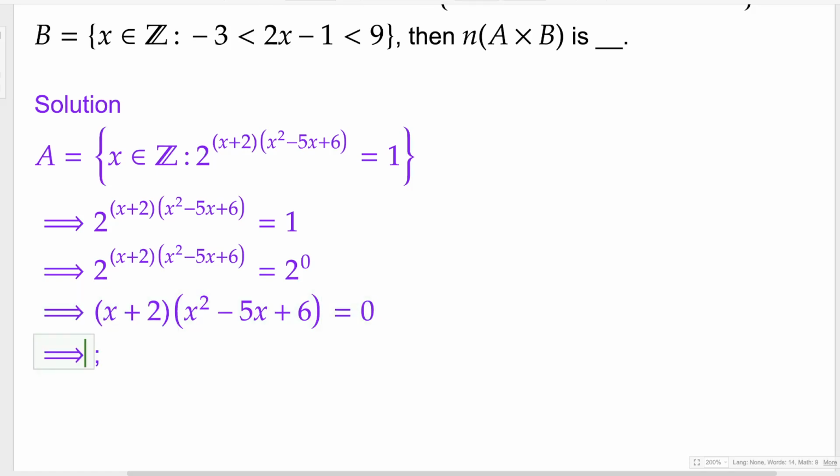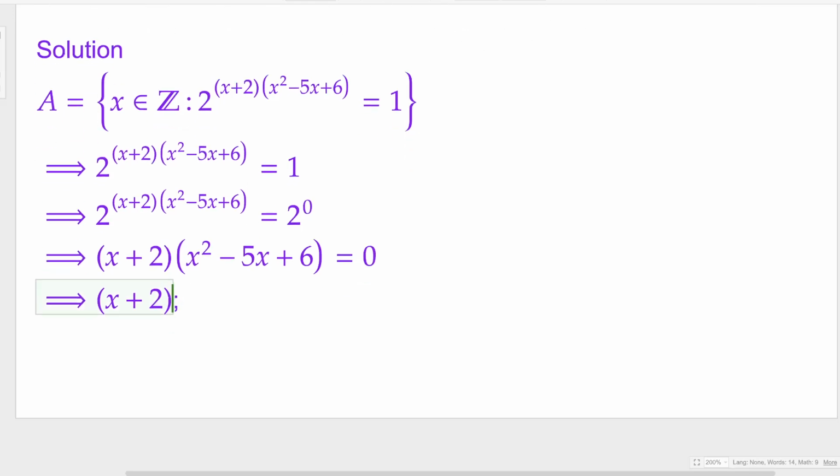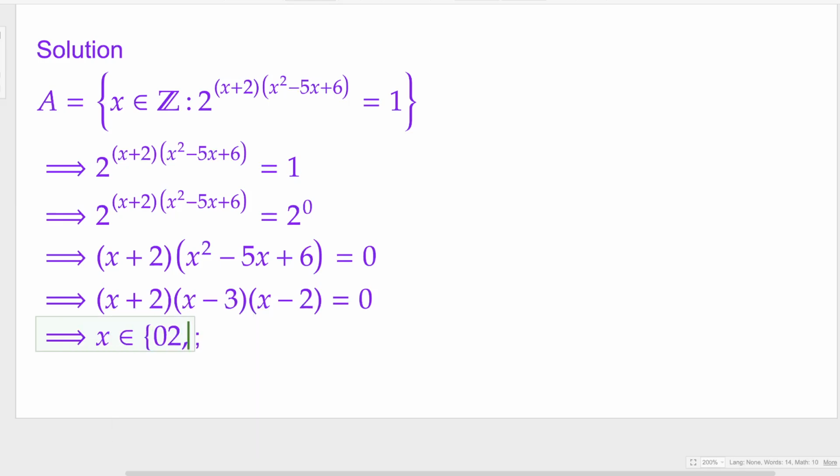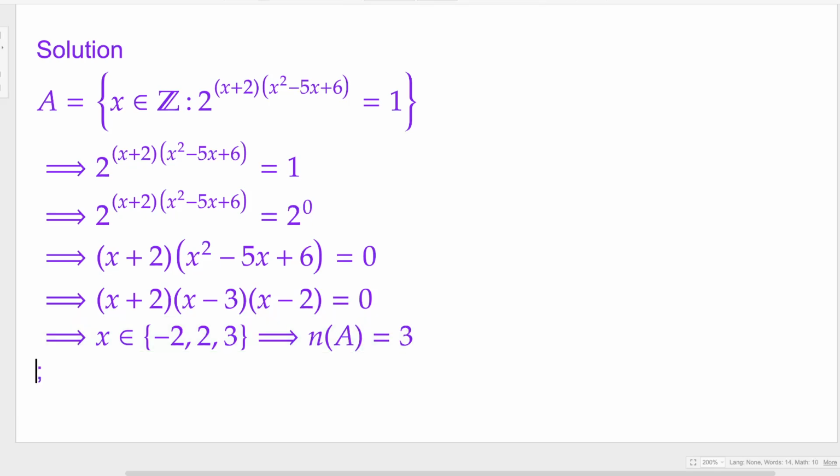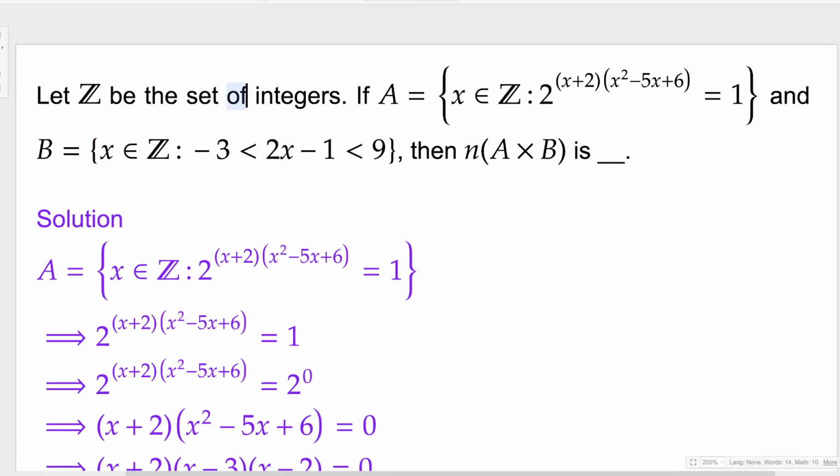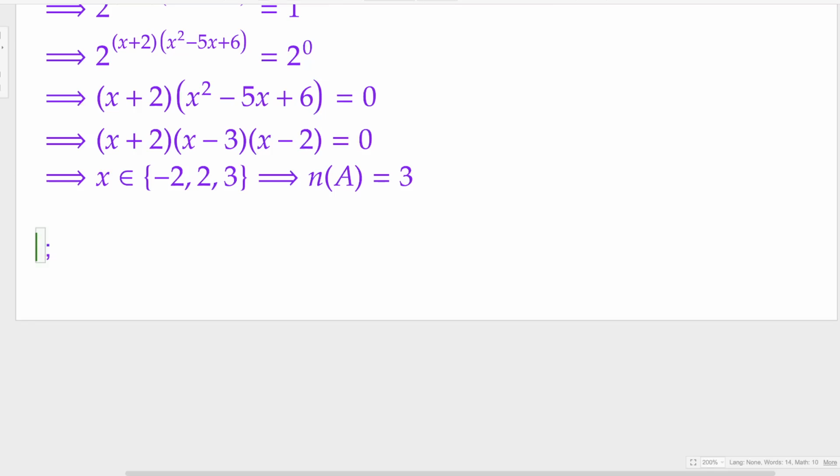And on further factorizing this quadratic factor, x square minus 5x plus 6 can be written as (x minus 3) times (x minus 2), which is equal to 0. So from this we can say that x belongs to this set: one will be -2, then we have 2 and the other is 3. So the number of elements present in set A is nothing but 3.